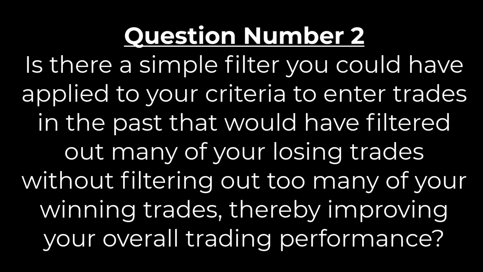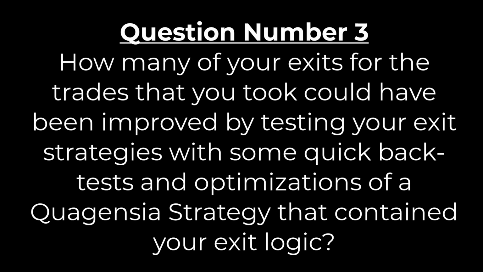Question number 2. Is there a simple filter you could have applied to your criteria to enter trades in the past that would have filtered out many of your losing trades without filtering out too many of your winning trades, thereby improving your overall trading performance? Question number 3. How many of your exits for the trades that you took could have been improved by testing your exit strategies with some quick backtests and optimizations of a Quagentia strategy that contains your exit logic?